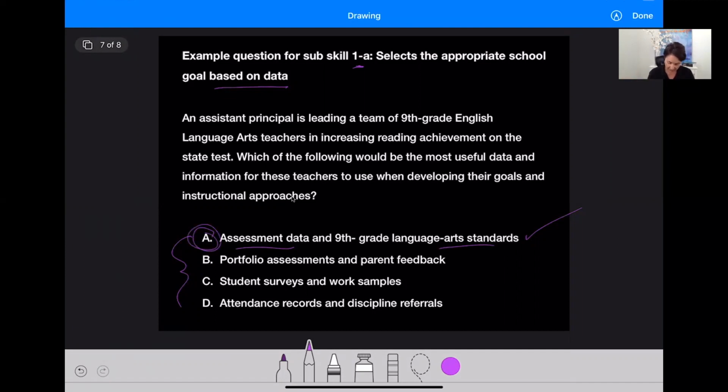An assistant principal is leading a team of 9th grade English language arts teachers in increasing reading achievement on the state test. Well, what is attached to the state test? The 9th grade language arts standards. I don't even have to read any further, but which of the following would be the most useful? There's that language again. Most useful when trying to develop goals and instructional approaches. Well, all of this is useful, but we want most useful. And the most useful thing you could have here is the assessment data and the language arts standards, all right?